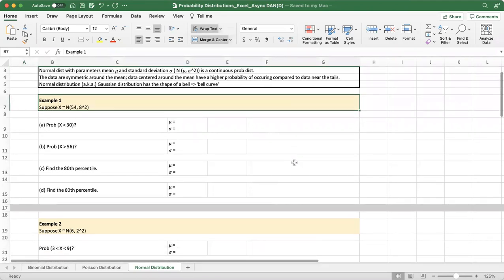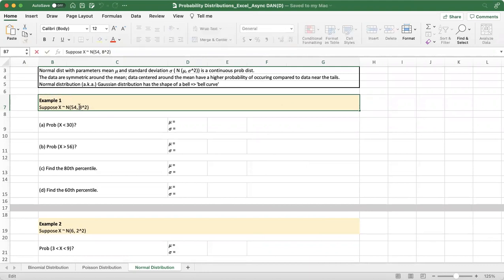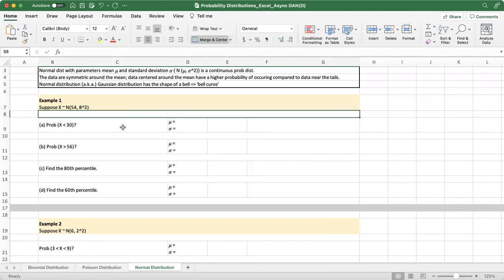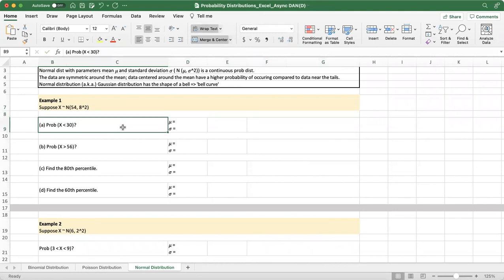So the first one is where we have X is a normal distribution with mean 54 and standard deviation of 8. So I've written this down as 8 squared here, and 8 squared gives us the variance. So the mean is 54 and standard deviation is 8. Now we're interested in finding the probability of X being lesser than 30.